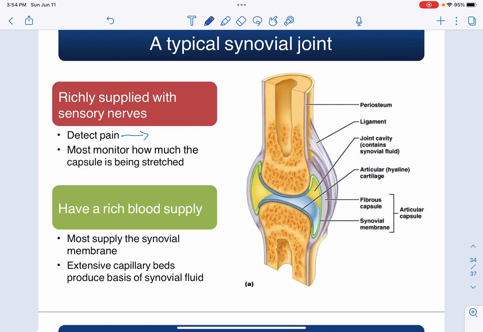There is a rich blood supply, so the synovial membrane also has a layer of blood vessels associated with it, capillary beds. These are the cell types within that membrane that are going to be producing that synovial fluid. So this is another nice picture showing pretty much what I already talked about.